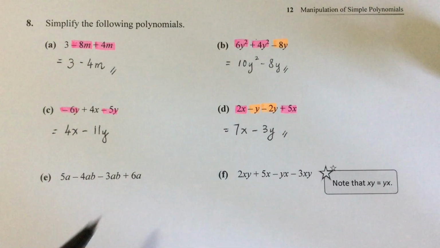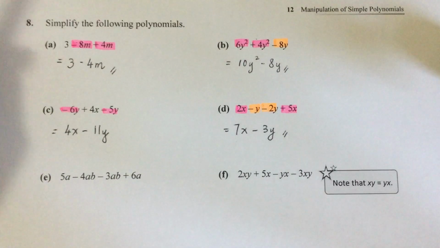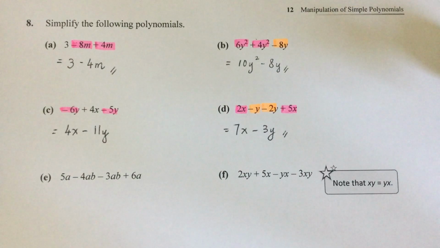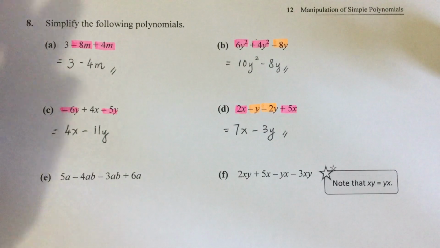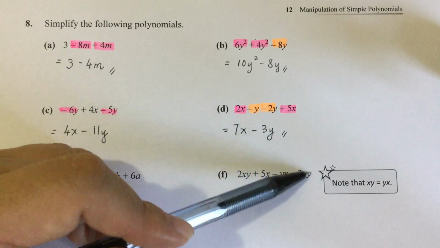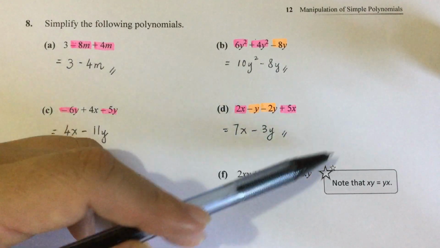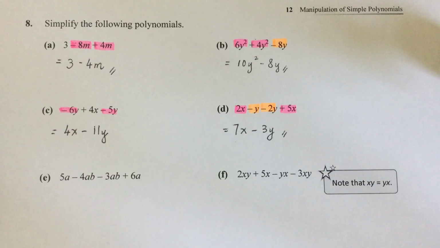Every time you want to do addition and subtraction, you must make sure that the terms are totally the same. For example, although you have xy and yx, they are the same also, because we only have one x and one y in the terms. So make sure that you know how to do this. Now let's look at the other one.